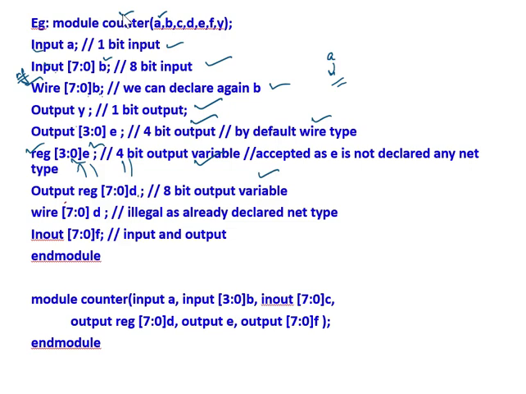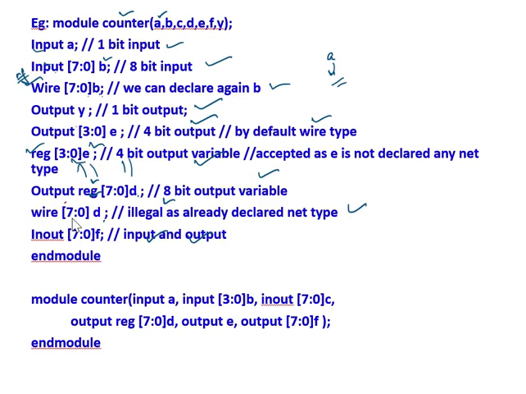Now D: initially, if I do not declare anything, reg or wire, then the default for D was wire. So if I declare reg, now D is reg. Then wire [7:0] D is illegal, because D is already taken and used as a reg variable, so it is illegal as it is already declared with a net type. Then inout [7:0] F, so the F variable is used as both input and output.